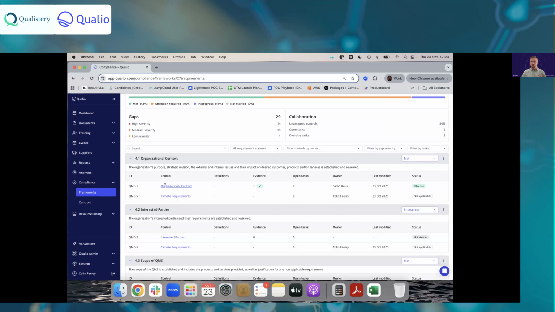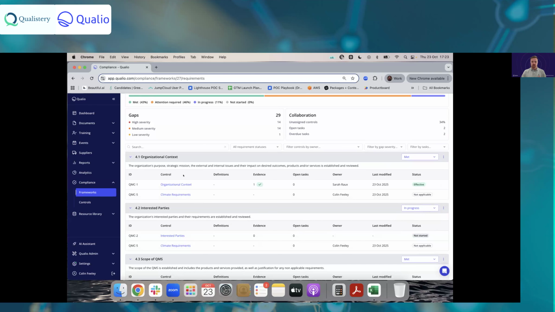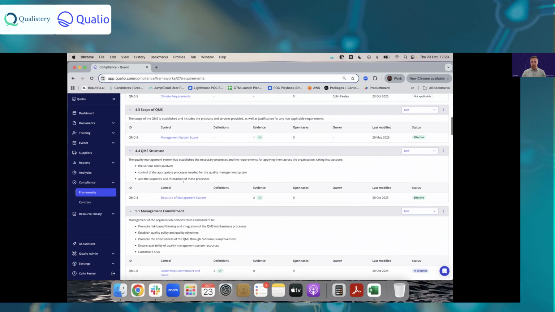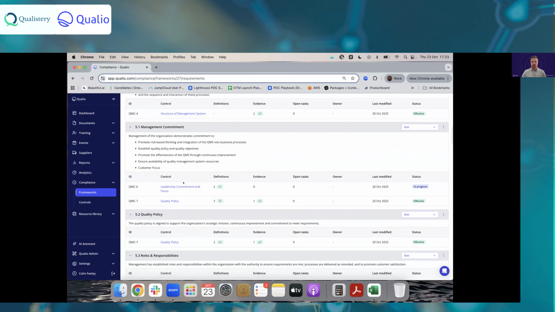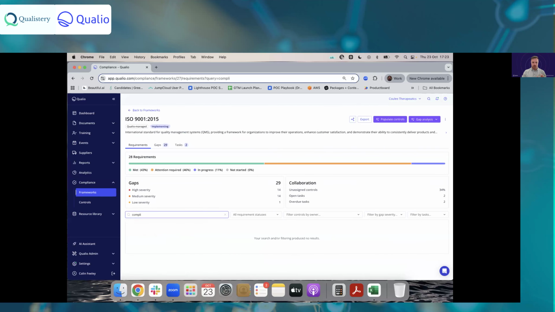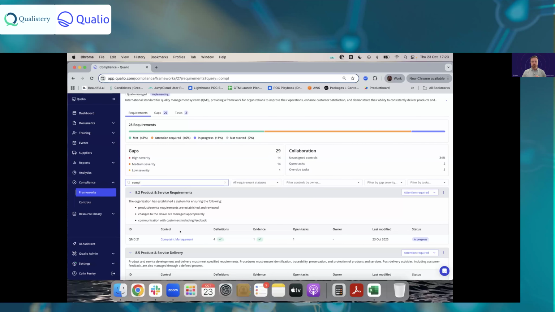And controls are how we specify that you should meet a requirement. And we can see here for organizational context, we have an organizational context control. There can be one or more controls mapped to a given requirement, as you can see here. Now, what I'm going to do for the purposes of this, and in interest of time, I'm going to use the complaint management control as my kind of demo here.